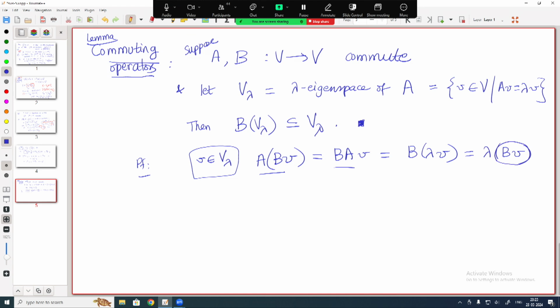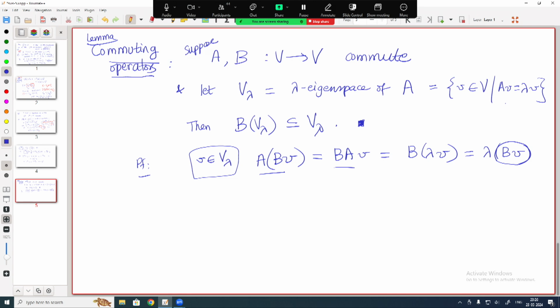Sorry, what? BV, but 0 is in V lambda, no? Eigenvector, oh no, not eigenspace, it belongs to the eigenspace, yes. So an eigenvector is always a non-zero vector, right? But what I mean is it belongs to the same eigenspace V lambda. The eigenspace will have the vector 0 also, it is a subspace. Is it okay?